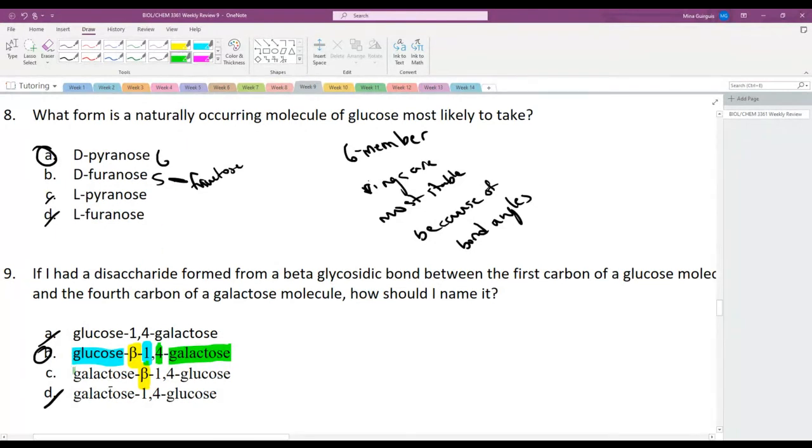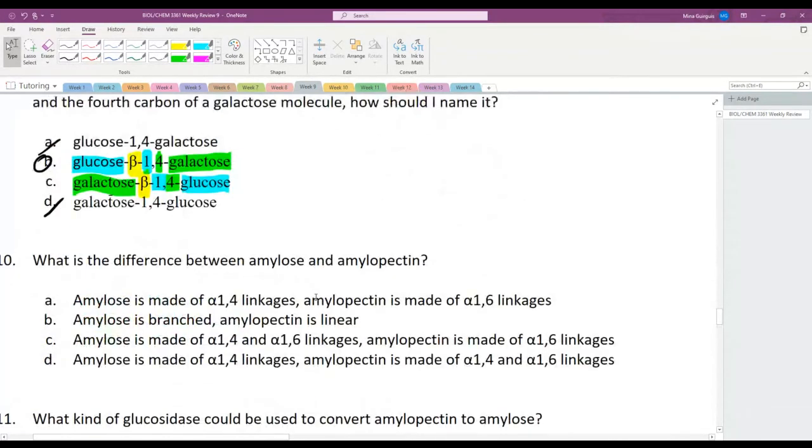It does, and I'll try to use the same highlighting, so galactose and 4, and then glucose is 1. It just does it backwards, right? So I think it's really important. Like, this is fairly intuitive, right? The first number goes with the first sugar, the second number goes with the second sugar. So yeah, okay. All right, so number 10. What is the difference between amylose and amylopectin?